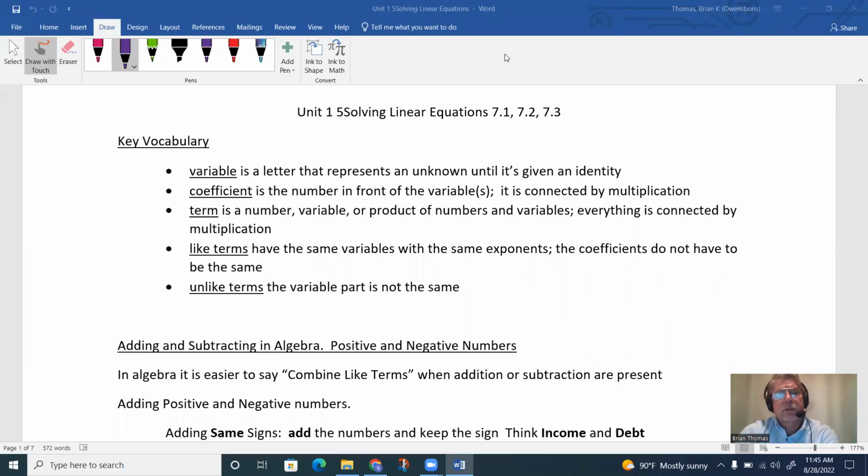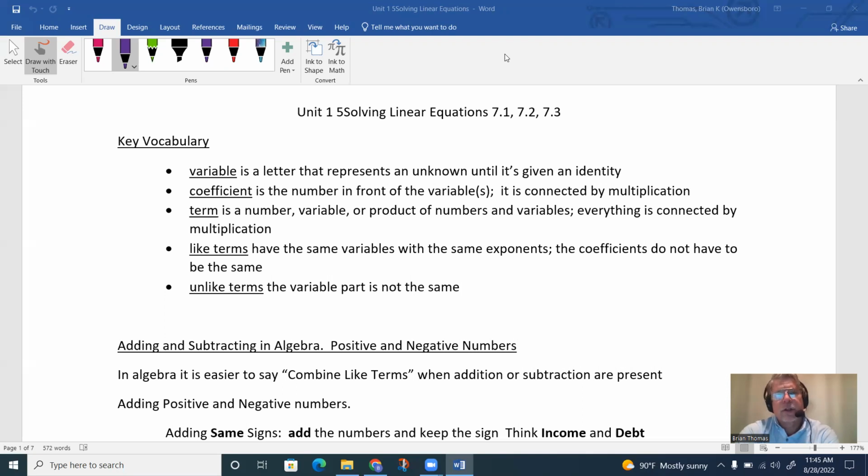Today we're going to work on Unit 1. This is going to be solving linear equations. This comes from Chapter 7 in the book. Some key vocabulary that we want to mention again are these words here: variable, coefficient, term, like terms, and unlike terms. When you leave this class, hopefully these are some of the words that you still would know and are able to help other people with these terms that may not have had algebra.